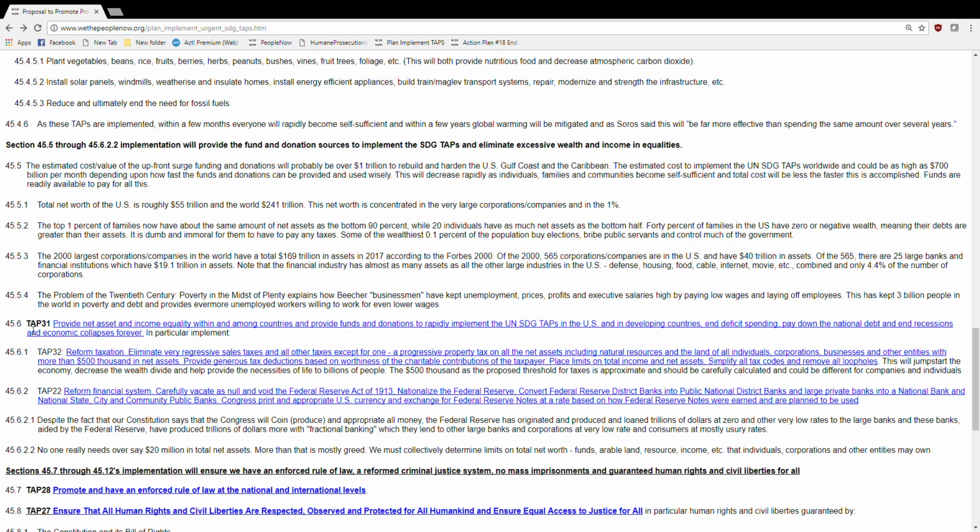Now, you also provide generous tax deductions based on the worthiness of the charitable contribution of the taxpayer. If somebody donates arable land for the poor to grow vegetables on, he would get a hell of a tax break. You place limits on total income and net assets. If we let it go the way it is, every year fewer and fewer people own more and more of the money. It's exponential. The more they have, the more money they make. So if we keep this going, it'll go on forever.